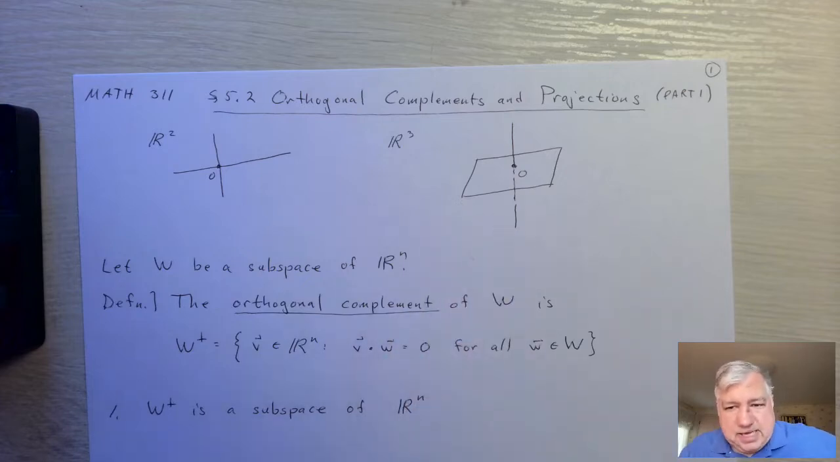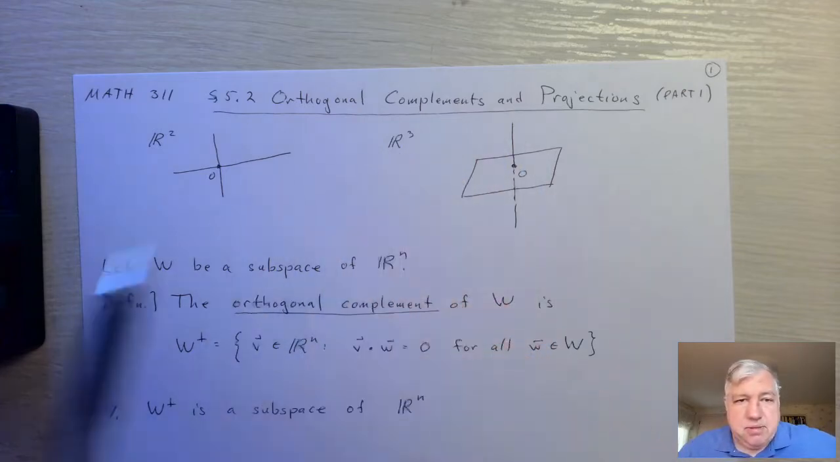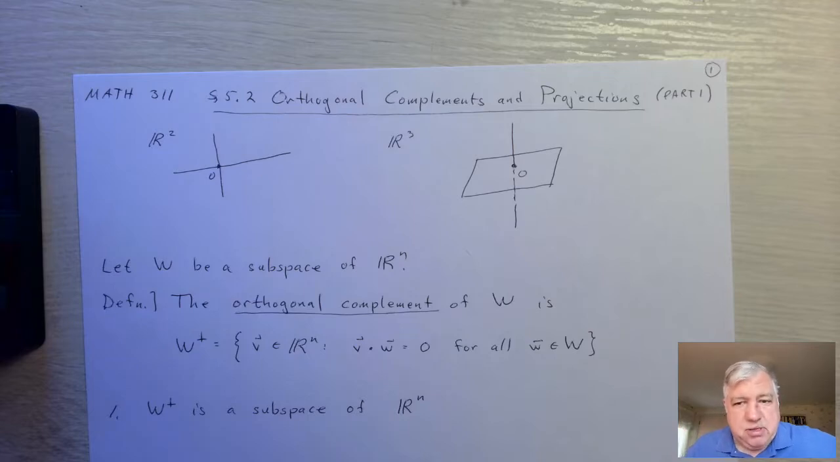The main goal of this section is to show that any vector in Rn can be written as a sum of a vector in the subspace and a vector in its orthogonal complement. So let's talk about what we actually mean by orthogonal complements.